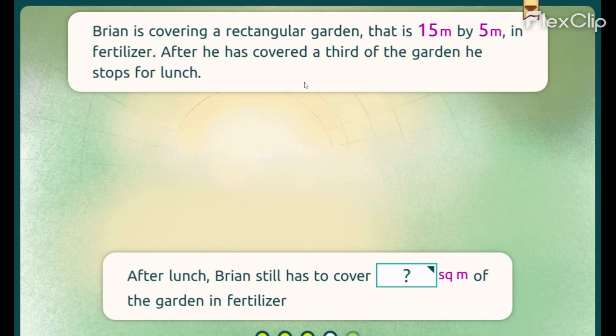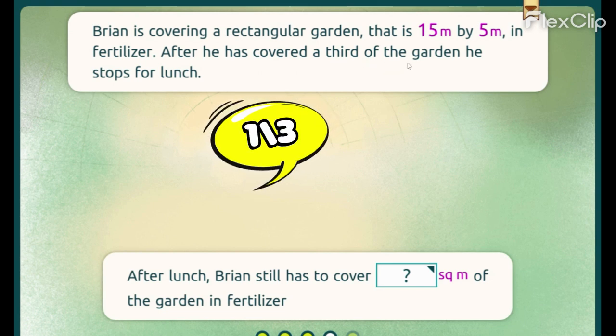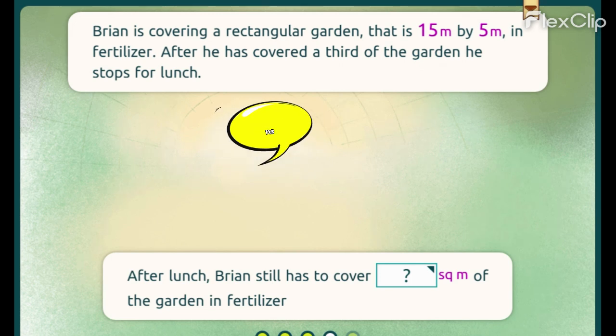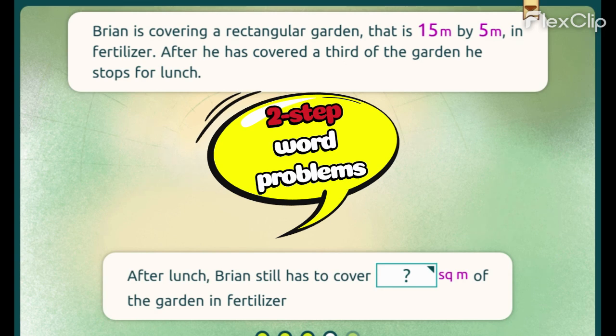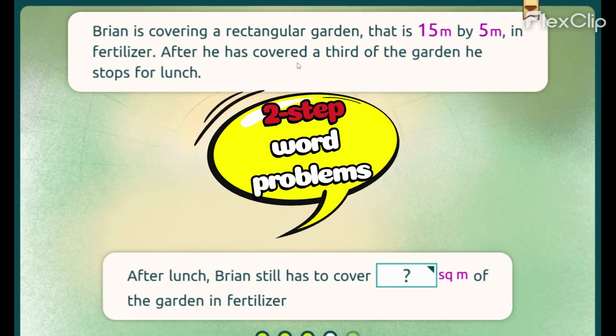But we also know that there is another number involved, a third of the garden. A third of the garden is 1/3. It's a fraction, a third of the garden. Since we have 3 numbers here, 15, 5, and 1/3, we'll definitely need to solve this situation using 2 steps.